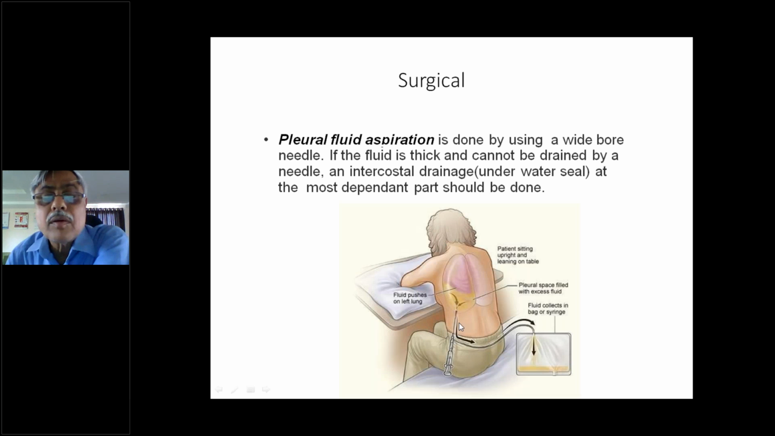So you have to select the maximum dullness. You have to select the mid-axillary or posterior axillary line, the 7th or 8th space actually.